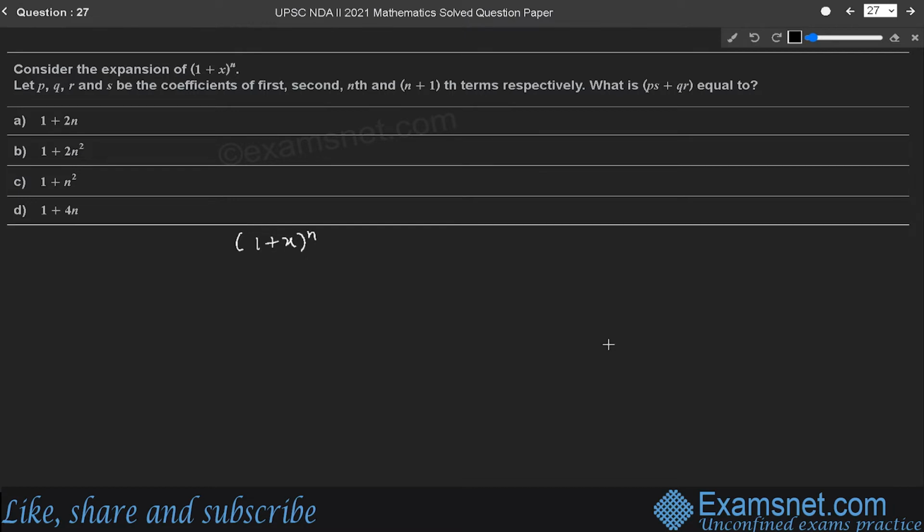The expansion is given, which is (1 + x)^n. In the above expansion, the (r+1)th term will be given by T(r+1) = nCr x^r. So, from here we can get T1 = nC0 x^0 and T2 = nC1 x^1. Therefore, p will be equal to 1. Let this be equation number 1.